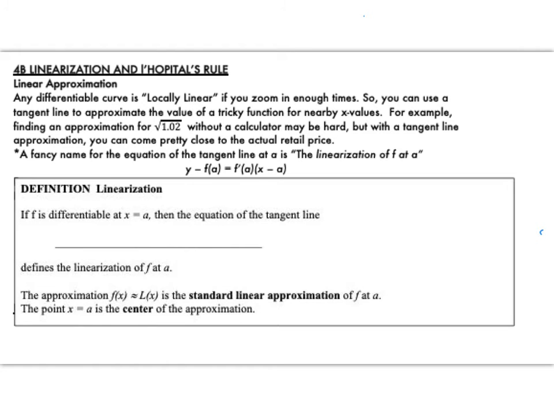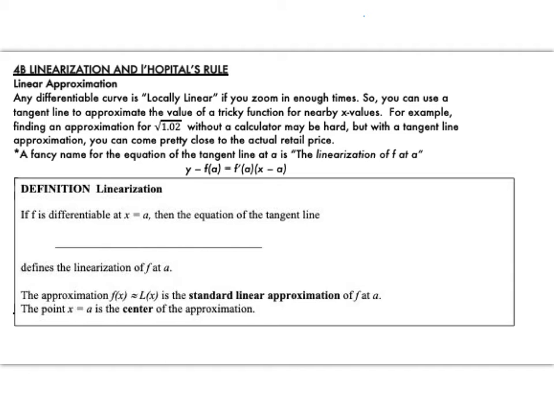So as we come back to the notes here, every differentiable curve is locally linear if you zoom in enough times. And that's a good thing to know. So you can use a tangent line to come up with an approximation for a tricky function for values of x that are nearby. So you can find an approximation for the square root of 1.02 without having to reach for the calculator necessarily. Okay?